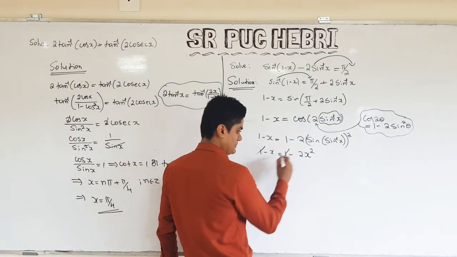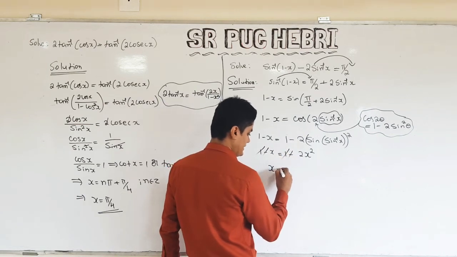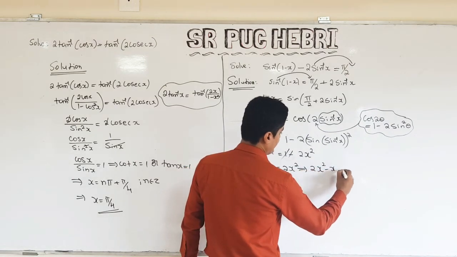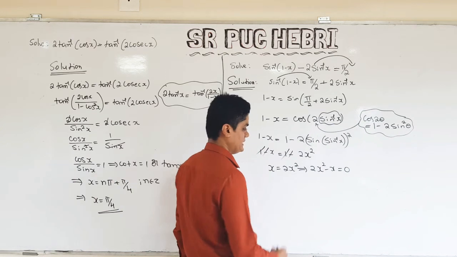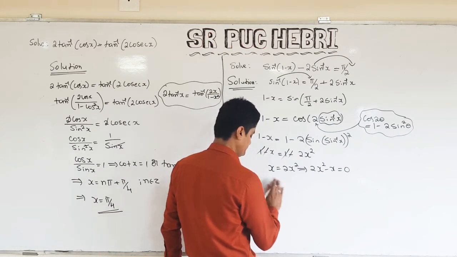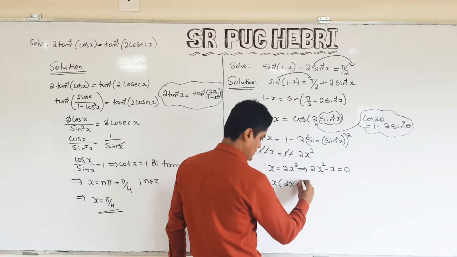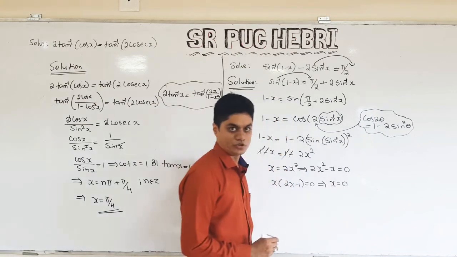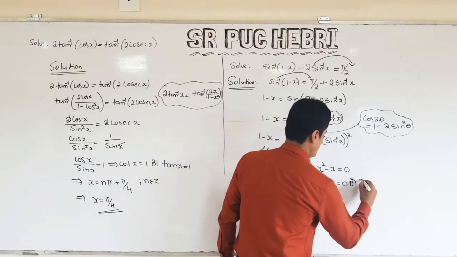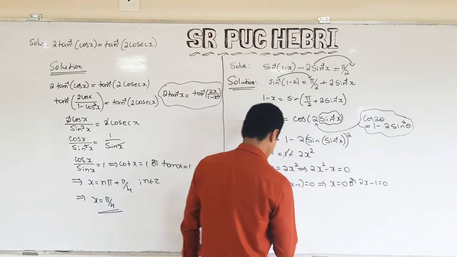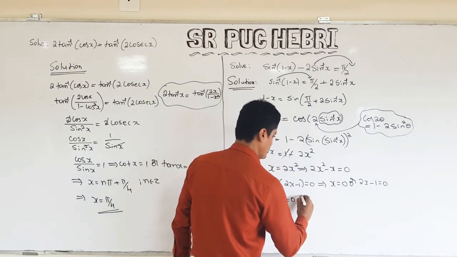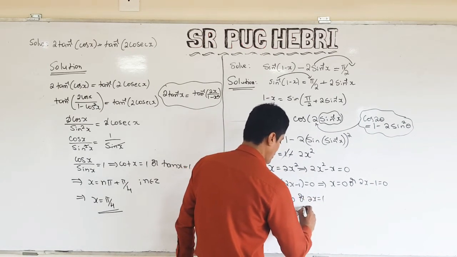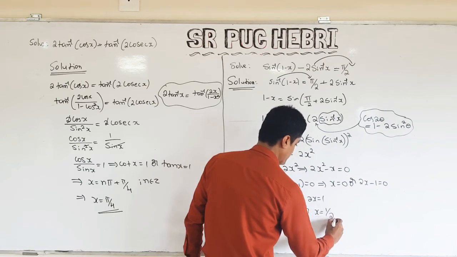1 cancels, minus cancels. What is remaining? x is equal to 2x square. This implies 2x square minus x is equal to 0, right? Take x outside. x times 2x minus 1 is equal to 0, right? This implies that x is equal to 0 or 2x minus 1 is equal to 0. This implies either x is equal to 0 or 2x is equal to 1. This implies x is equal to 0 or x is equal to 1 by 2.